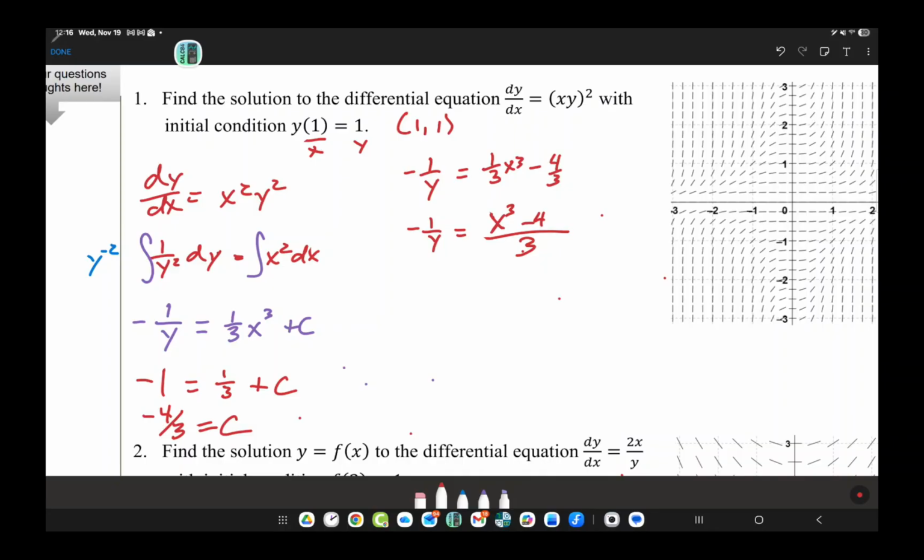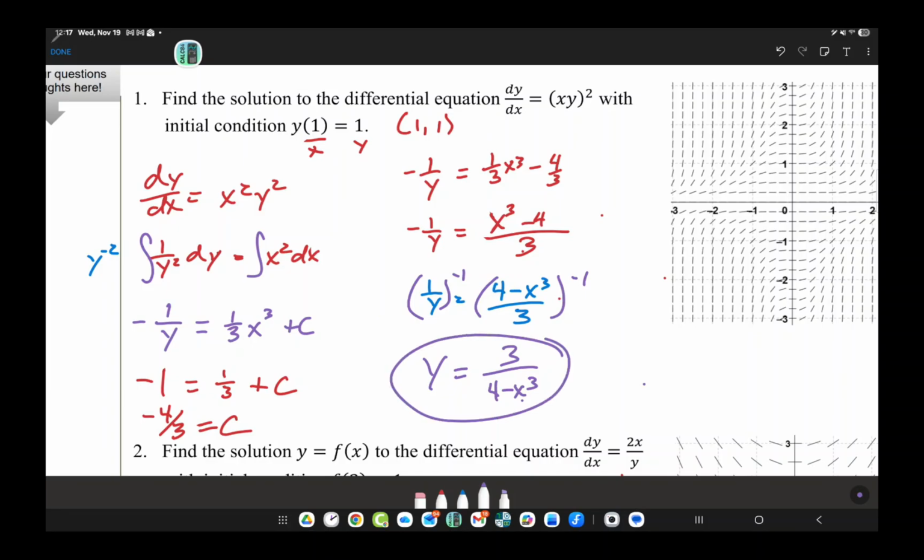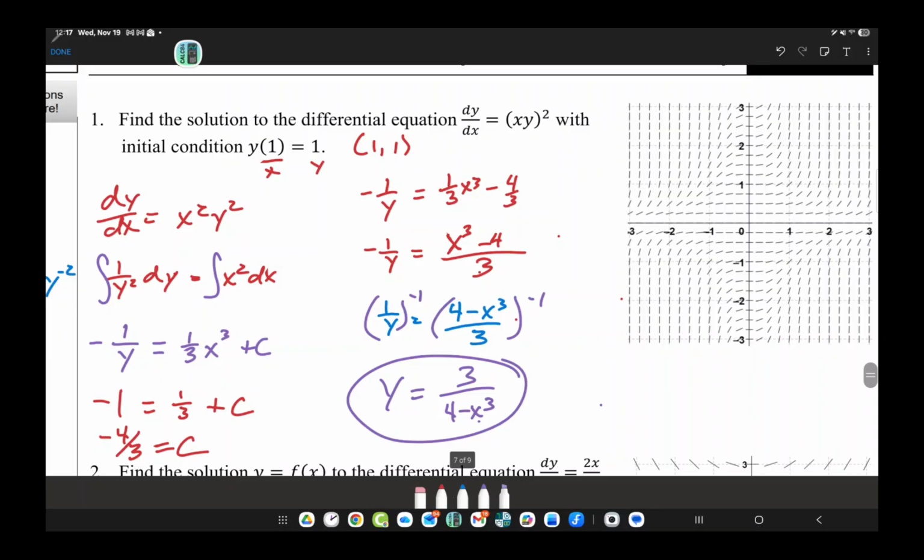Now, to get y by itself, you need to basically change all your signs. So 1 over y equals 4 minus x cubed over 3. And then raise everything to the negative 1 power. So y is equal to 3 over 4 minus x cubed. Now, that does mean that there is a vertical asymptote at the cube root of 4. I don't know what that value is, but there is a vertical asymptote somewhere.